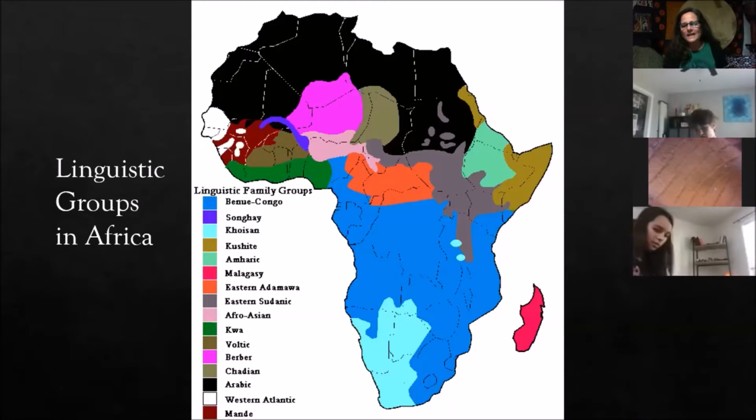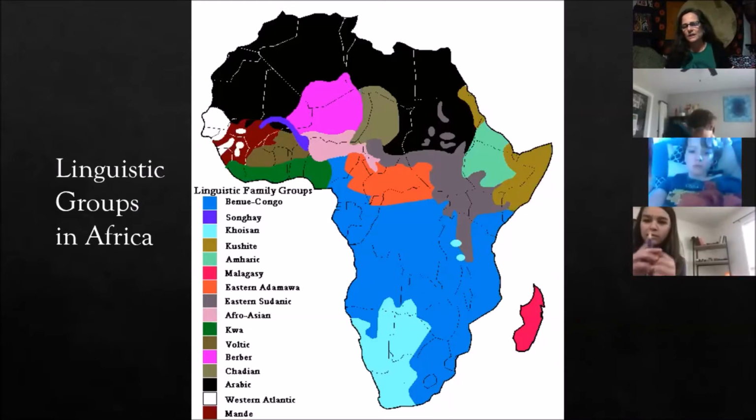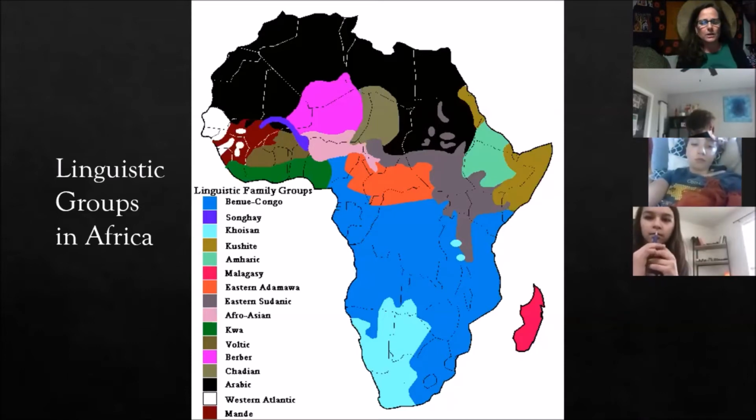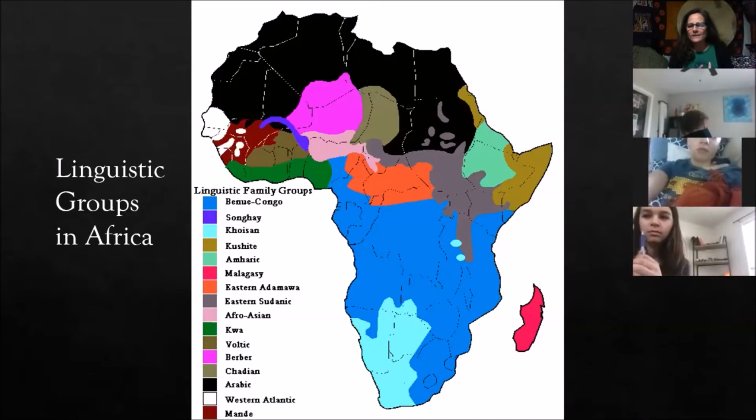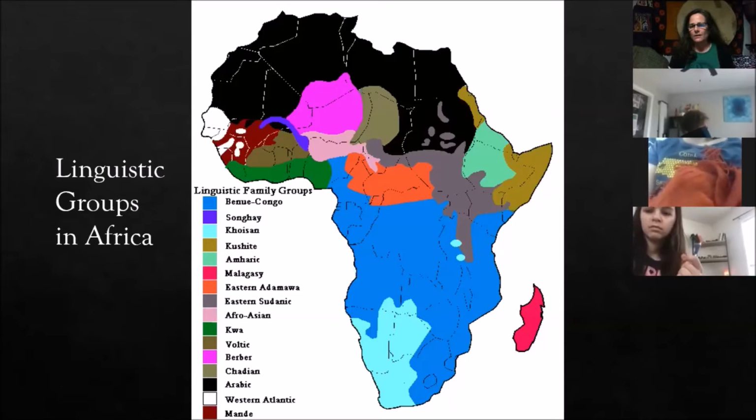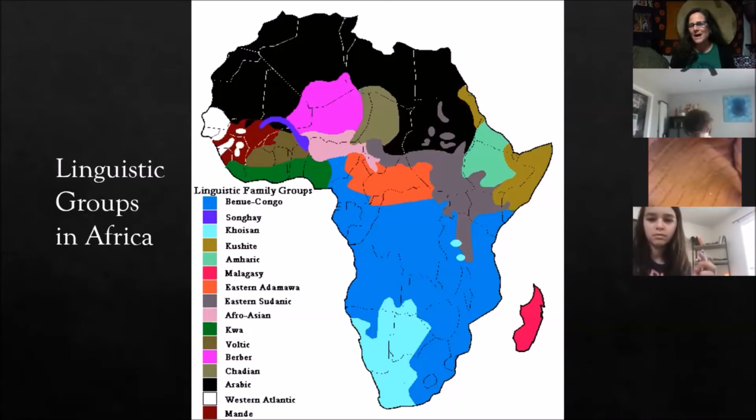The Mande people, look at that bottom color where it says Mande. On my screen, it's like a burgundy color, right? And then look up in West Africa where that burgundy color is. That's where the people we're talking about are, the Mande or Mandinga people. And that's where this griot oral storytelling tradition comes from.